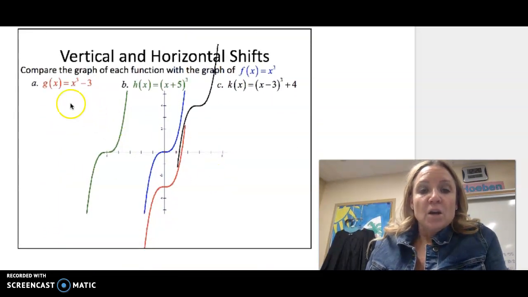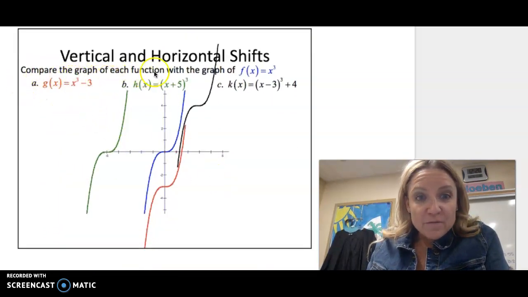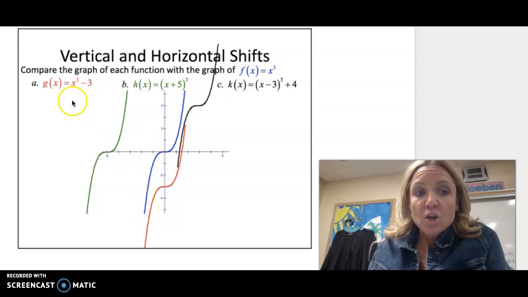All right, so it says to compare the graph of each function with the graph of x cubed. So y equals x cubed is in this bright blue color, the one right here in the middle. All right, so what happens when you subtract 3 after the exponent? What happens if you add 5 before the exponent? What happens if you subtract 3 and add 4?